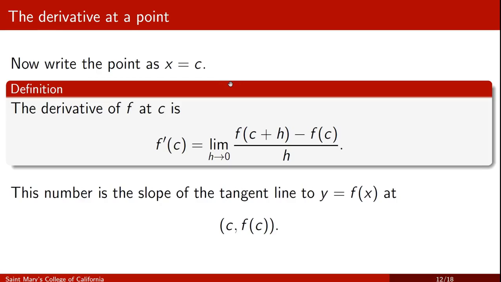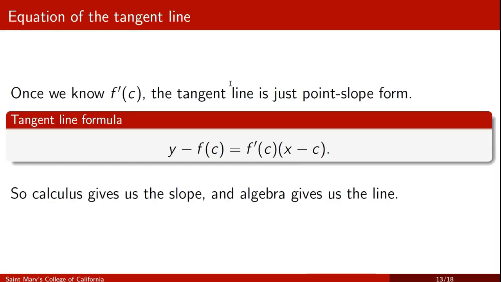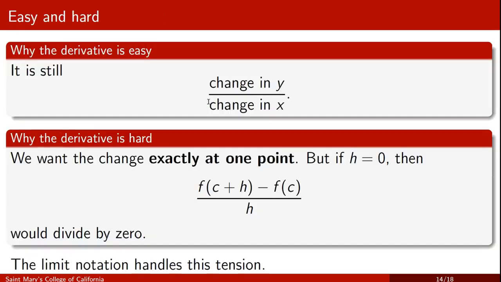Okay, and that's the slope of the tangent line to the function at that point c, f of c. And of course, once we've got that slope, we want the actual tangent line, not just the slope of the tangent line. We do just as we did previously, take the point-slope formula with c, f of c and f prime of c.